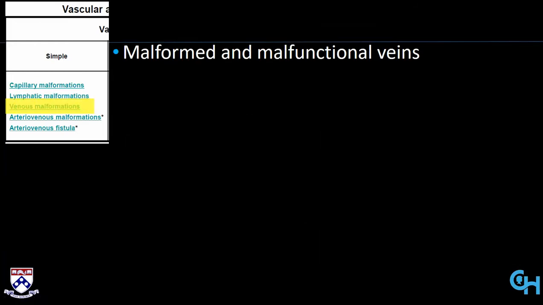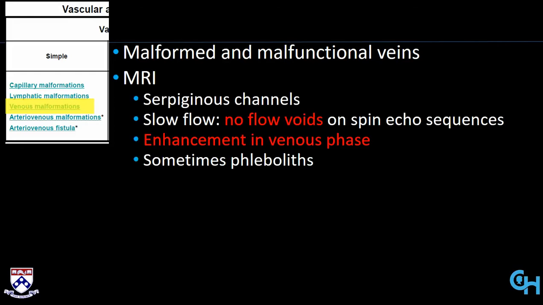With venous malformation, you have malformed and malfunctional veins comprising the malformation. On MRI, you see serpiginous channels. One important feature is that you do not see flow voids on spin echo sequences.